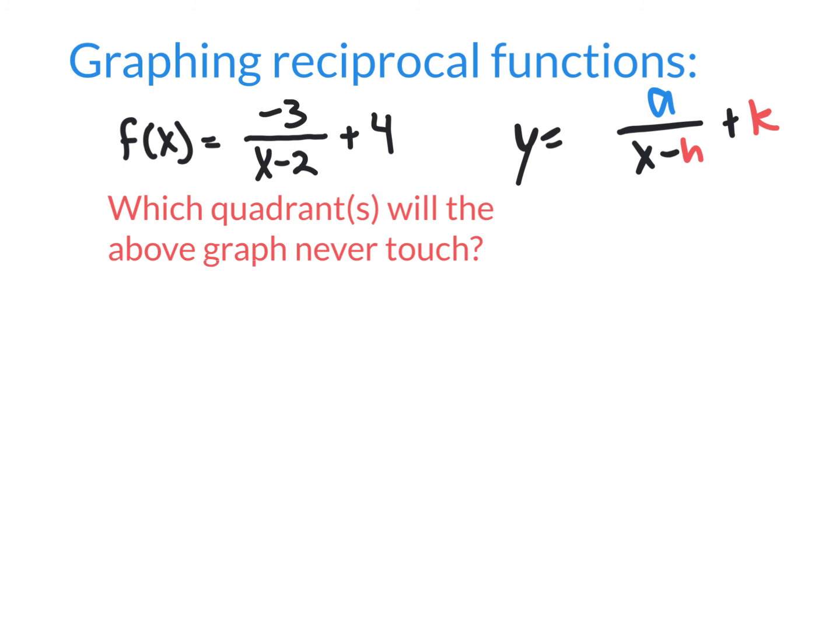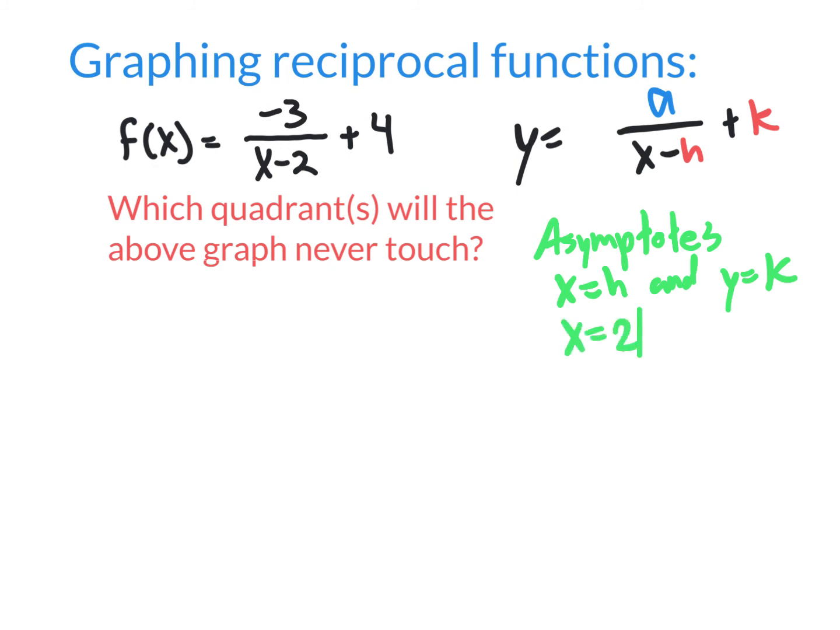But right now, let's begin with the most important part of visualizing this reciprocal function graph. The most important part is identifying your asymptotes. Okay, so the asymptotes will be x equals h and y equals k. The actual equations, x equals h, that'll produce a vertical line, and the equation y equals k, that'll produce a horizontal line. So what we have here is x equals +2 and y equals +4, okay?